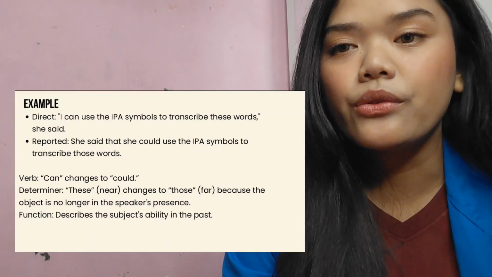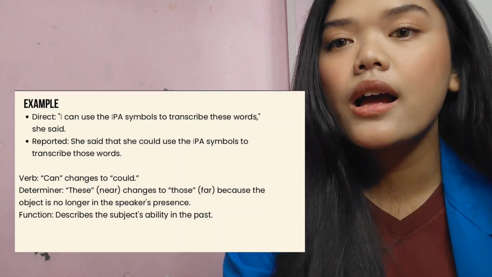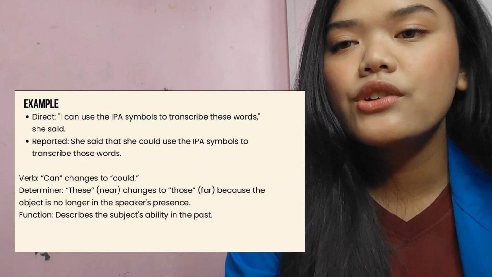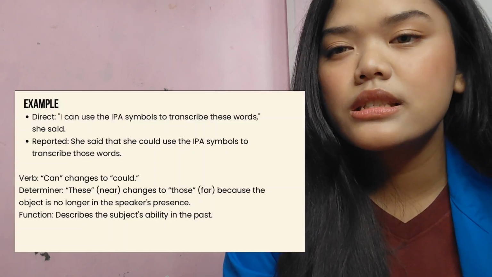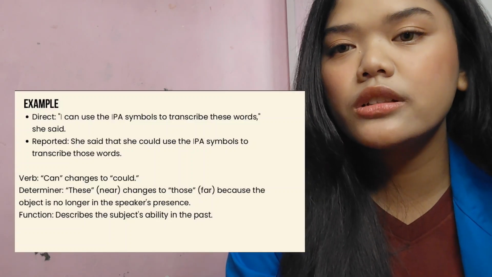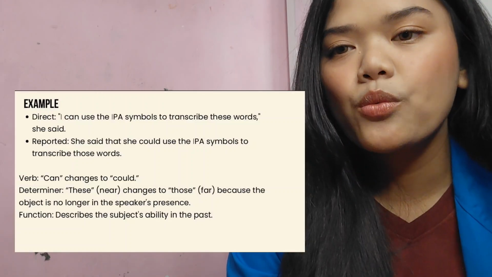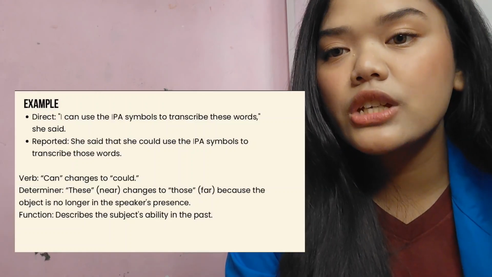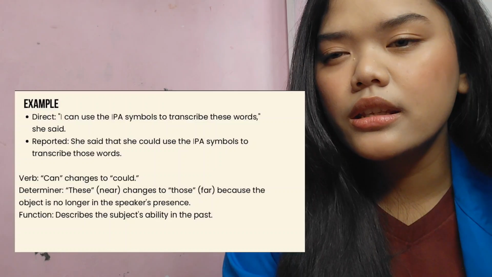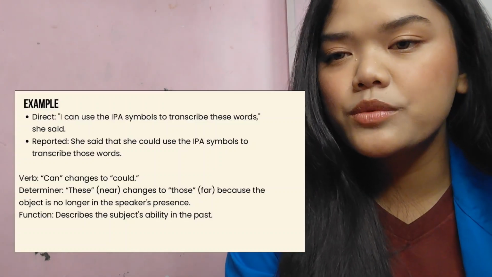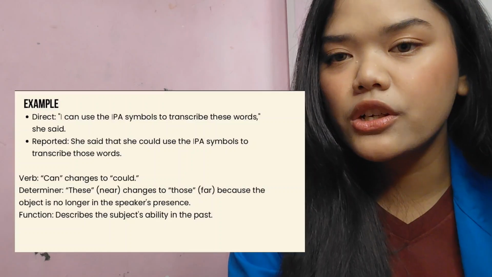Next example, direct: I can use the IPA symbol to transcribe this word, she said. Reported: she said that she could use the IPA symbol to transcribe those words. Verb: can changes to could, and this changes to those, because the object is no longer in the speaker's presence.